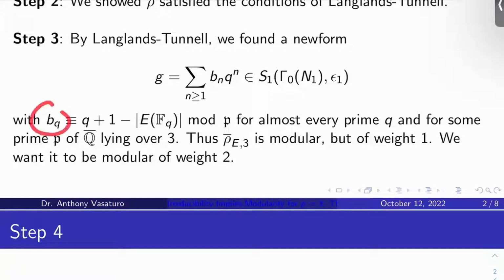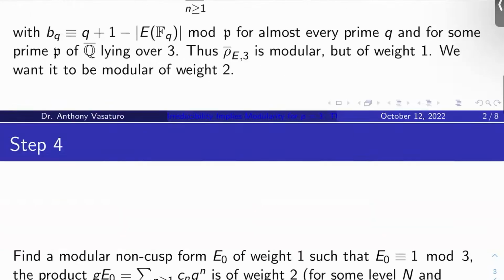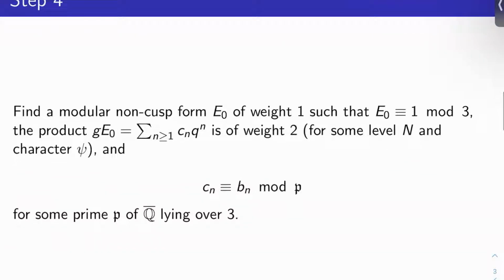With b_q equivalent to q plus 1 minus the number of F_q points on E mod frac P for almost every prime q, and for some prime frac P of Q bar lying over 3. And so this gives us, by definition, that rho bar E3 is modular, but the problem is that it's modular of weight 1 according to these results, and we want it to be modular of weight 2. And so that's where the last step, step 4, comes in today, and that's what we'll cover.